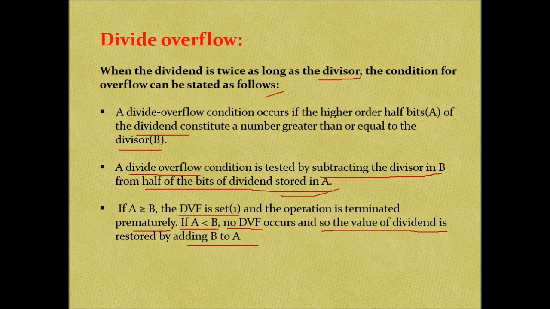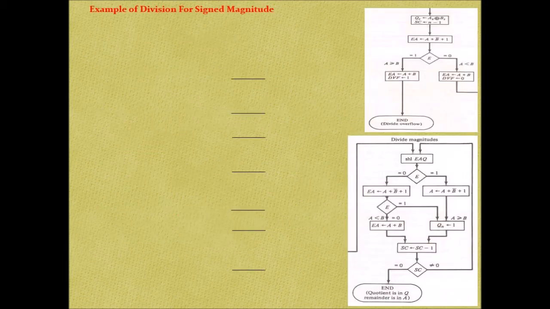Okay, now take one example and see the whole operation of division. Here we will take one example to understand the division. For that I have kept this flowchart on the right side. This portion is for the divide overflow and this is for the actual division. Here we will discuss only this portion, that means when the division can be performed. For that we choose the same example that we have discussed earlier.